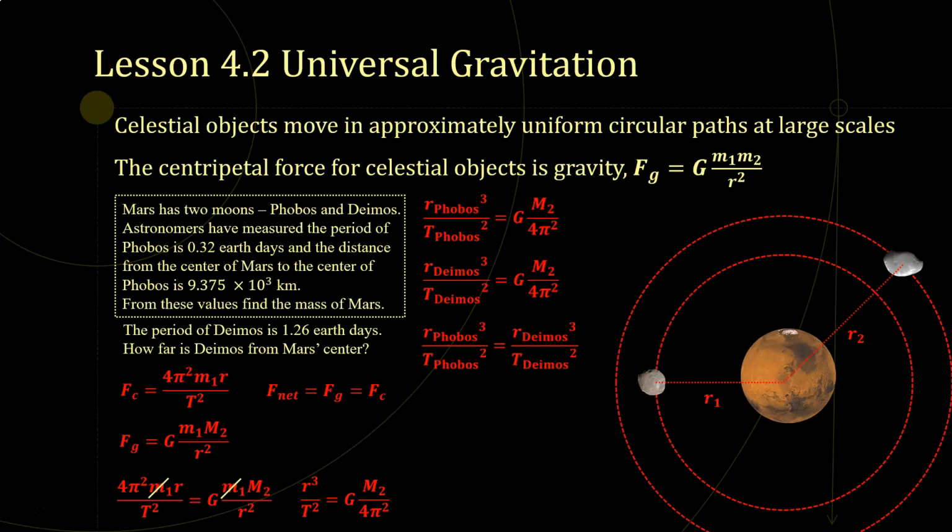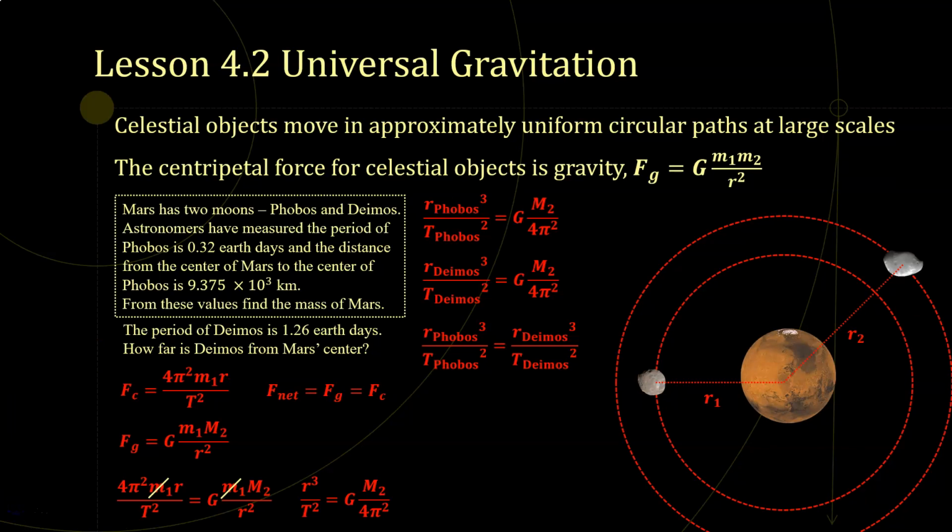The key is that the two objects that you're looking at and comparing their ratios here, they have to be orbiting around the same central body. Or in other words, up above, the mass of the central object has to be the same for both equations for you to equate them to one another.